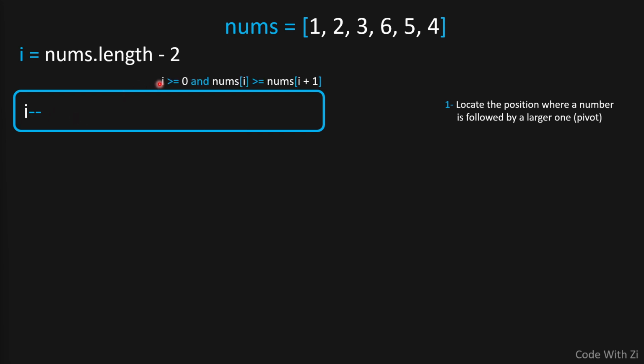And we wanna keep on looping as long as I is greater or equal to 0 and nums of I, meaning the number that I is pointing to, is greater or equal to the next number. So literally, if we don't have this, we want to decrement I. Our goal in this first step is that we need to find the position where a number is followed by a larger one. So here we say, keep on decrementing I if I is greater or equal to the number next to it. And this loop is gonna stop when we find the position where a number is followed by a larger one. After that, we're gonna say if I is greater or equal to 0, because we don't want I to be minus 1, for example.